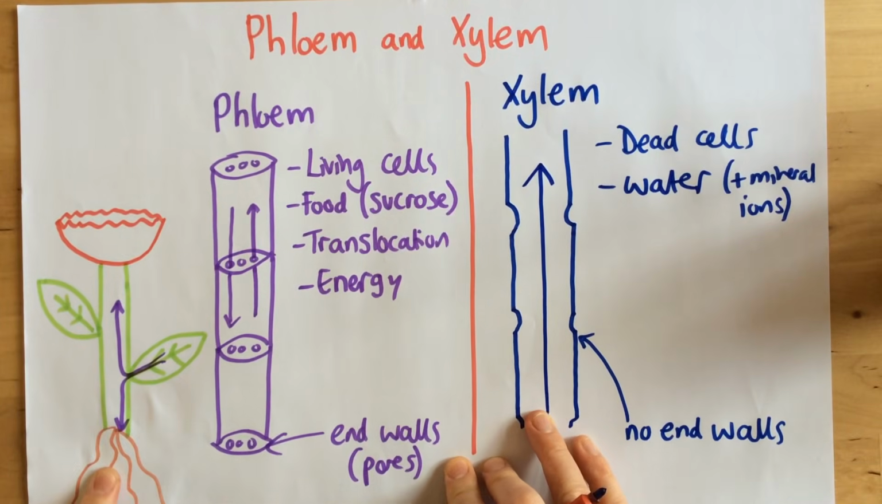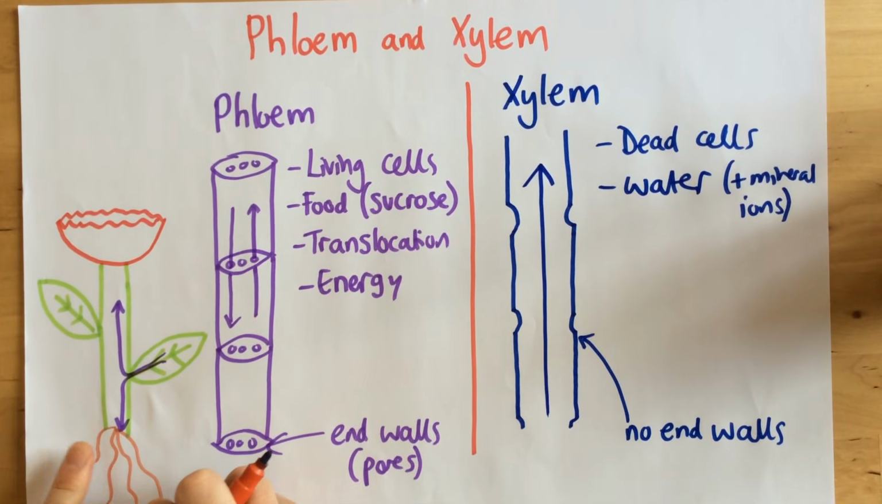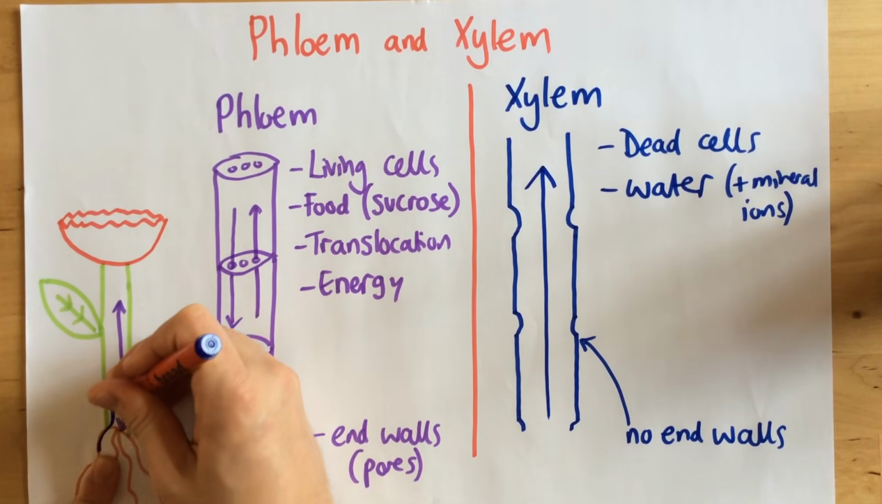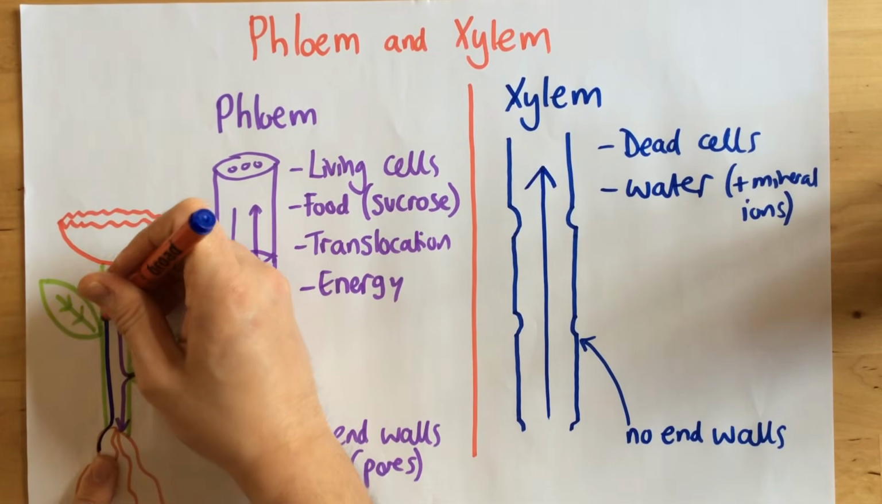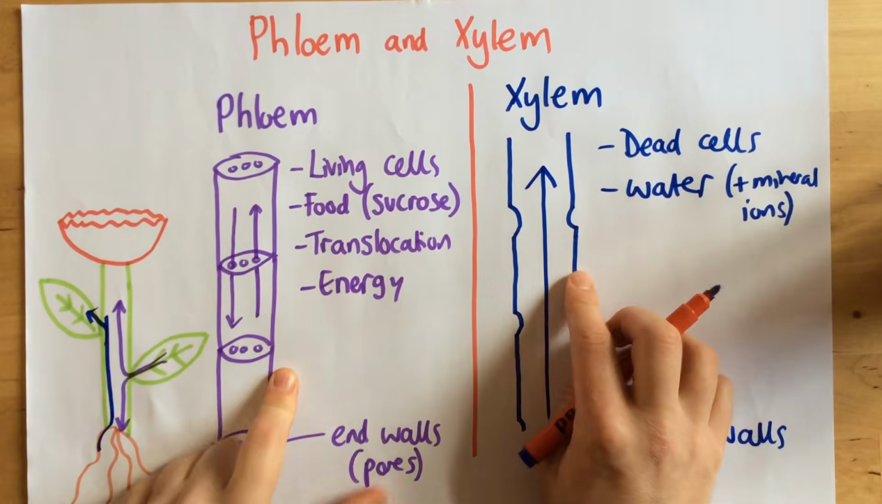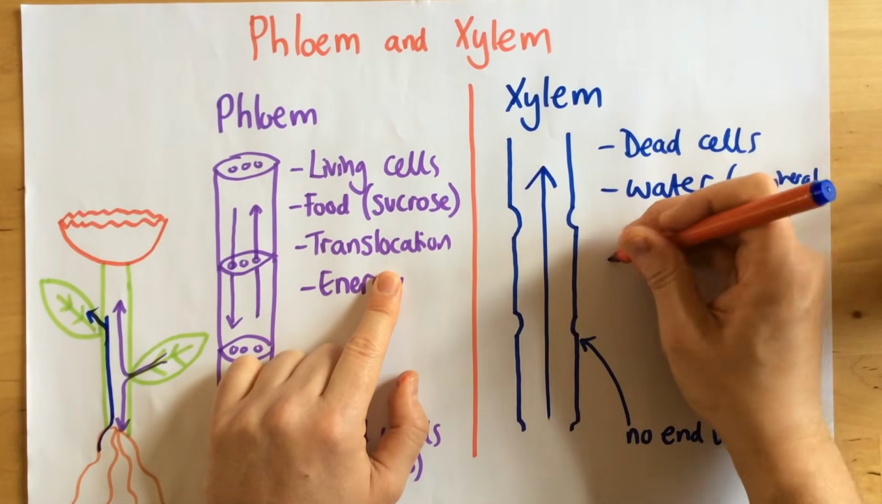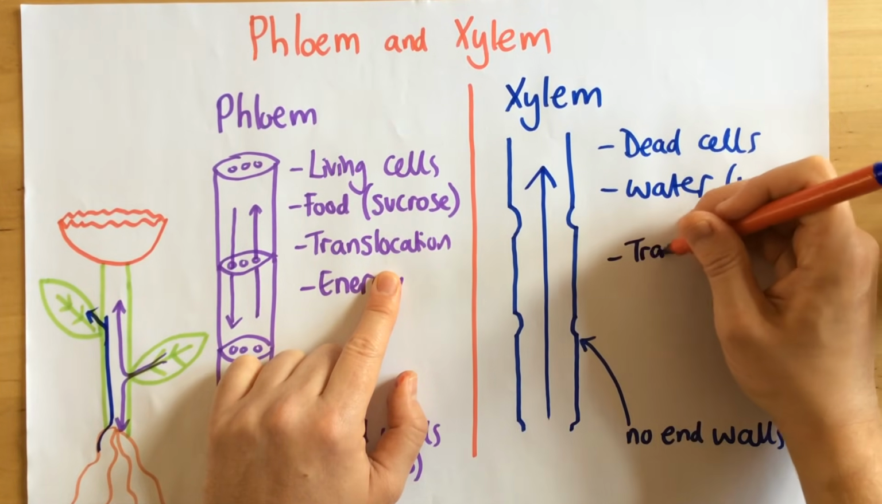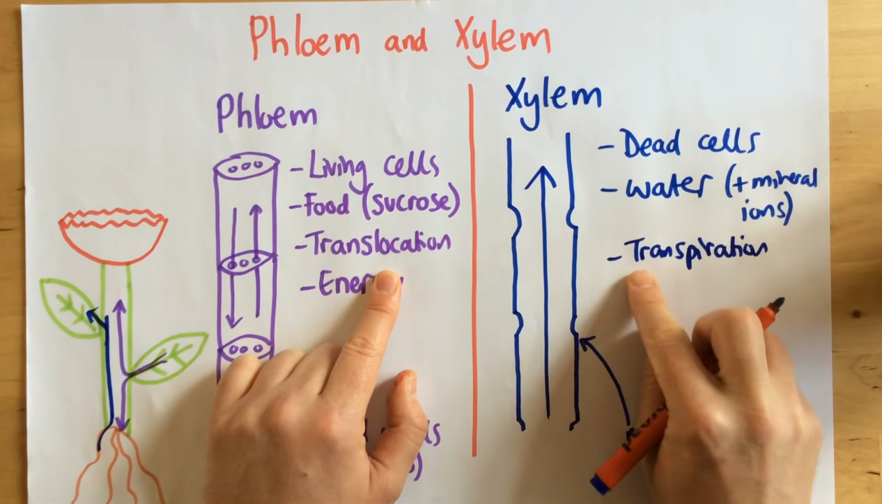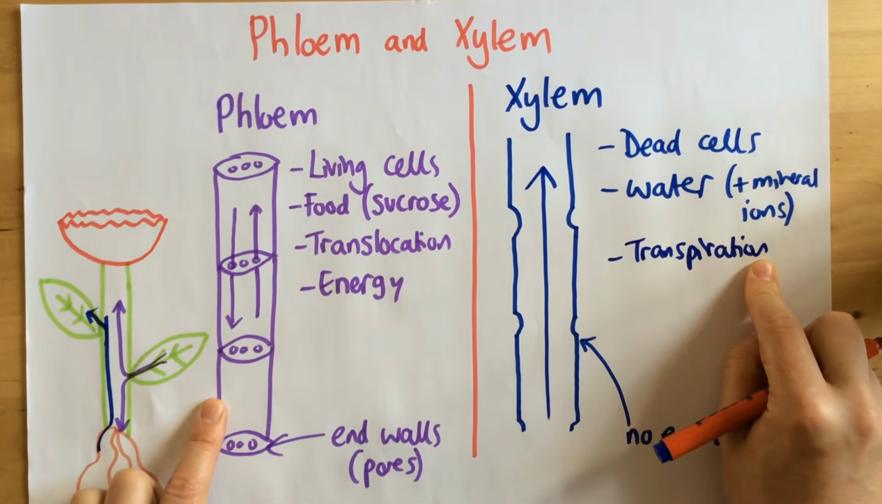Now, if we have a look at our plant here, water is absorbed in the roots, so the xylem vessels transport water up from the roots to the rest of the plant. Can be, for example, to get it to the leaves where water is needed for photosynthesis. Now, it's a similar word to translocation, but this process is called transpiration. And there's another video I've done just about this process that you could watch.